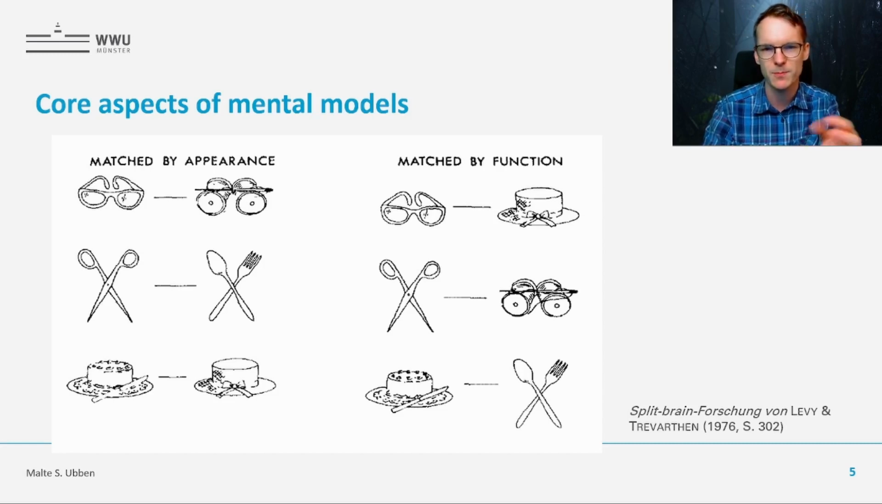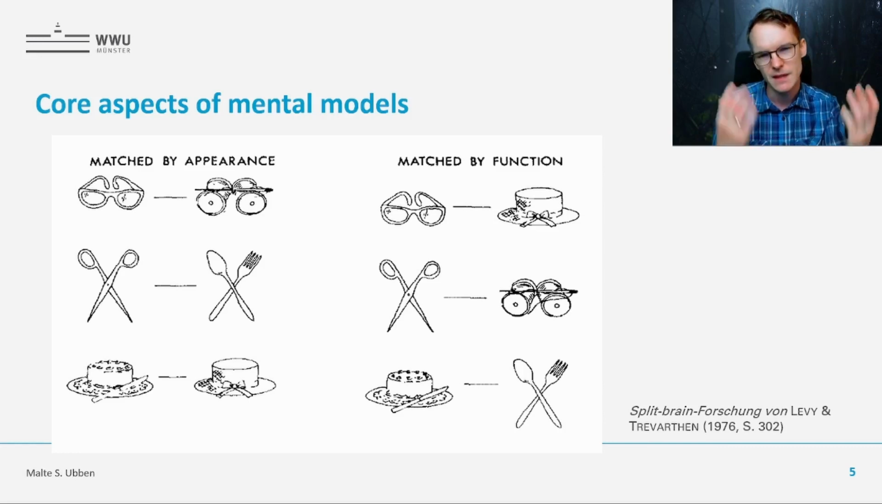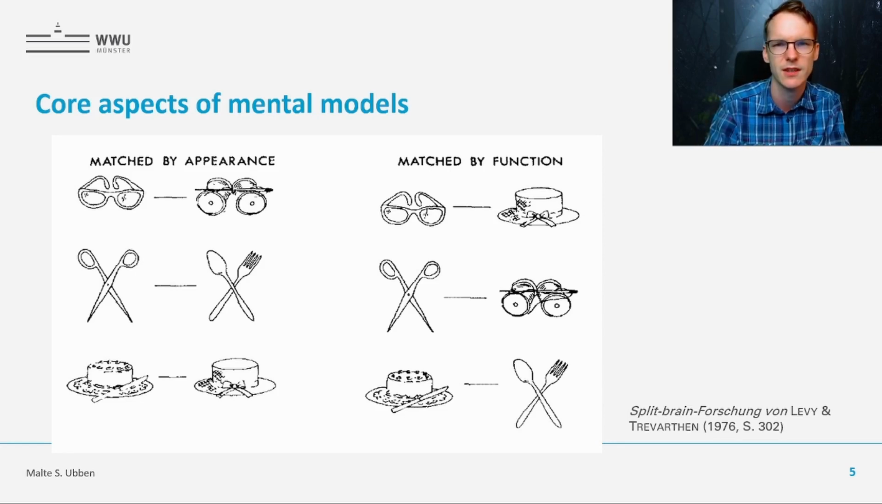And matched by function is like, yeah, it shields you. The sunglasses and the sun shield you against the sun. The scissors and the yarn are for sewing, and the cake and the fork and the spoon are for eating. That's again the same idea, but it's like a brain functionality. So mental models are probably produced by these two brain areas that research was conducted on here, and so that's the basics. That's a mental model, and that's what we look at here.